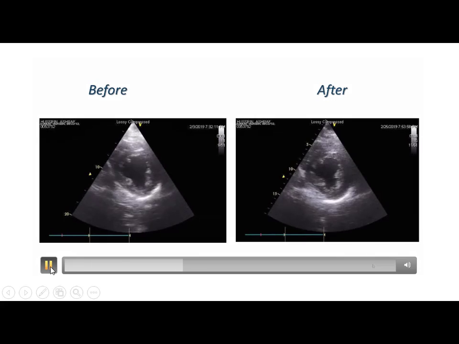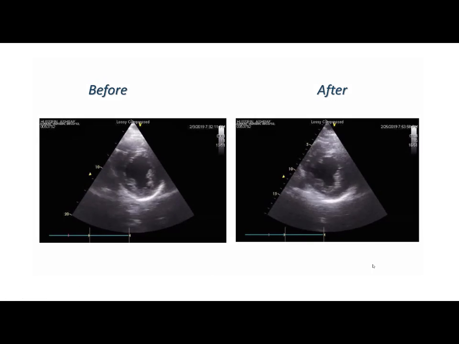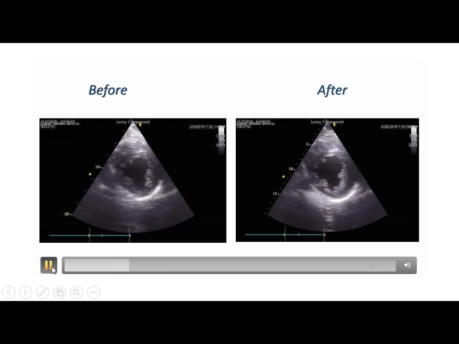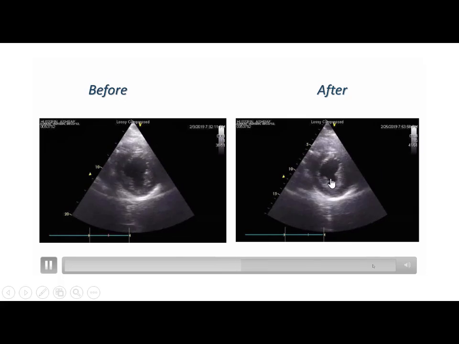This is the echocardiography on the short axis view at the level of the papillary muscle. This is before and after, and we can see here the very good contraction and the improvement. Yeah, synchronization.